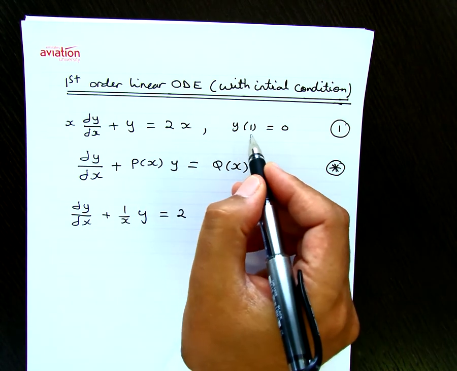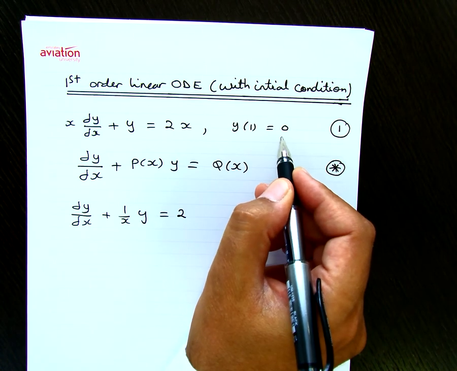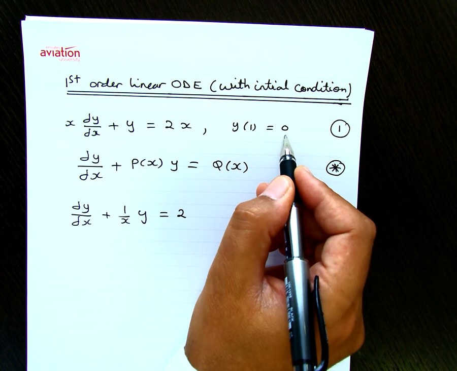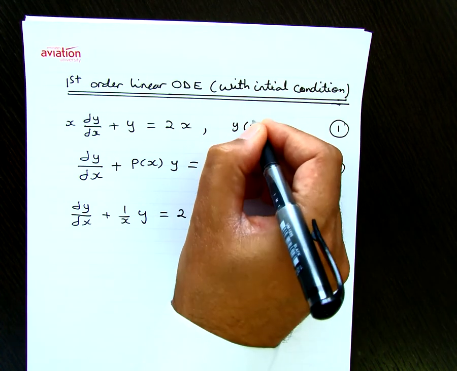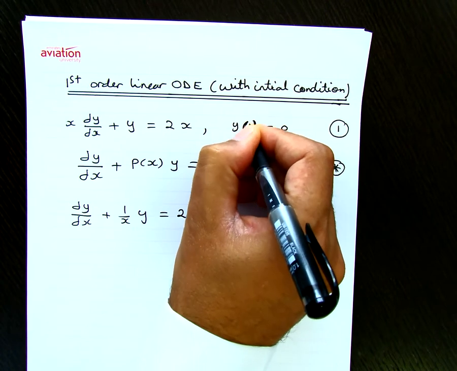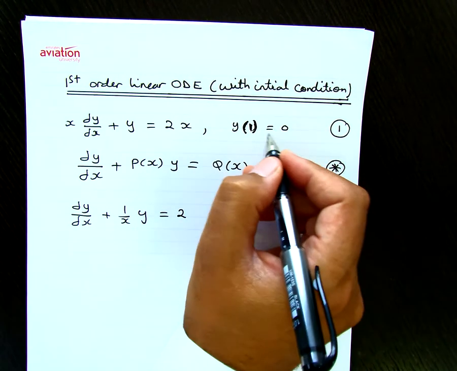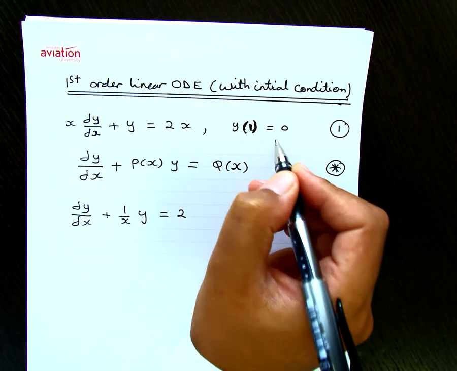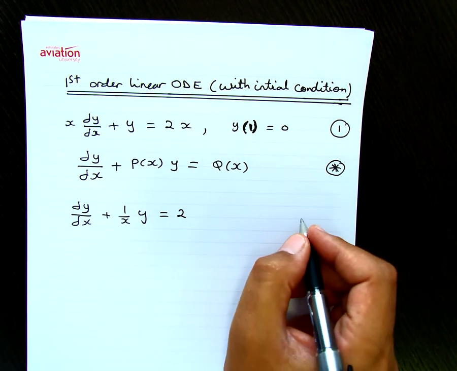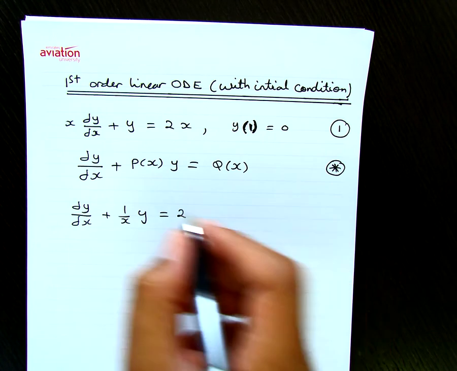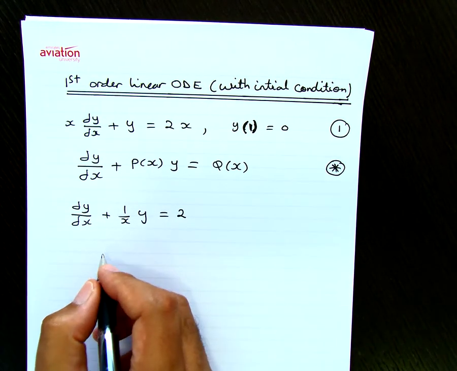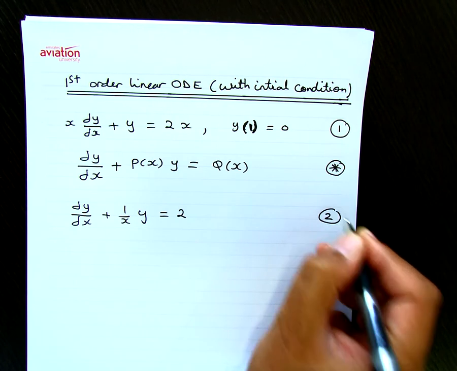Now this is what we call an initial condition, which basically means that when x equal to 1, y equal to 0. Let me just write that clearly. This is 1, which corresponds to the value of x, and this corresponds to the value of y when x equal to 1. So now let's identify what is p of x in order to find an integrating factor. Let's call that equation 2.